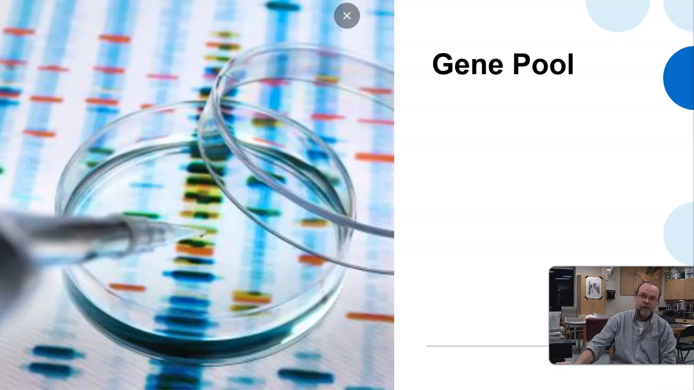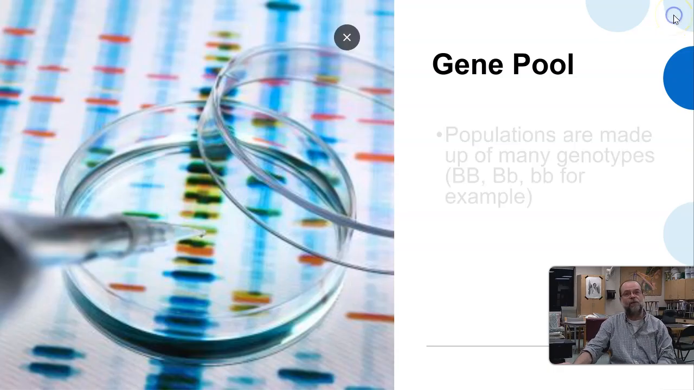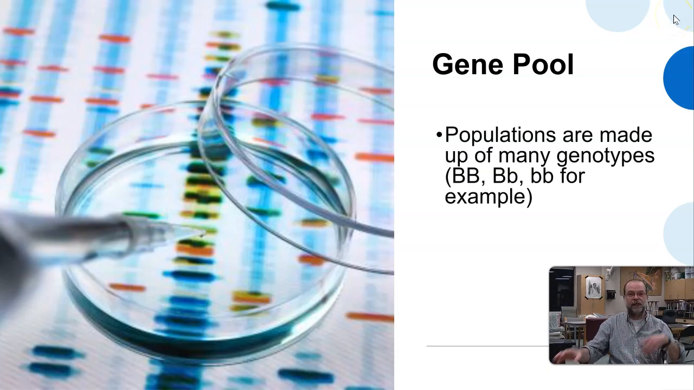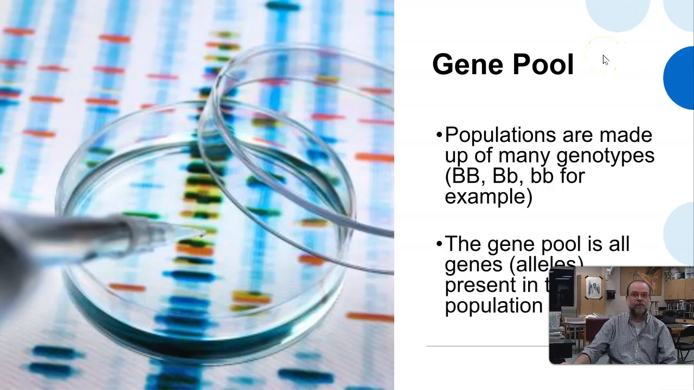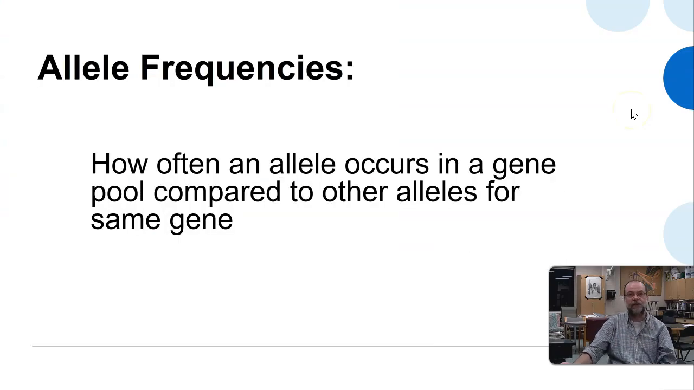Okay, so here's some vocabulary that we need to know. The gene pool. Basically, the gene pool is if you take all the alleles in a certain population and you put them in a bucket, that's the gene pool. So all the big B's, all the little b's, and you take all those individual alleles and you count them up. That would be the gene pool. Okay, so how many big B's are there? How many little b's are there?